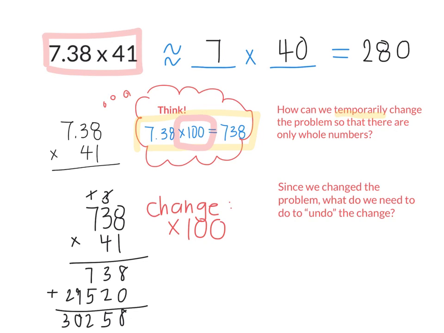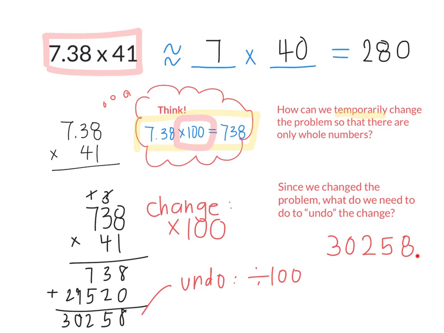So then since we changed the problem, what do we need to do to undo the change? If I multiply by 100, how do I undo that? Over here, I want you to write next to the answer, I want you to write undo. What do we need to do to undo it? Well, we have to divide it by 100. So I have to take my final answer 30,258, and I have to divide it by 100. When I divide something by 100, what happens to the digits? Do they shift to the right or to the left?